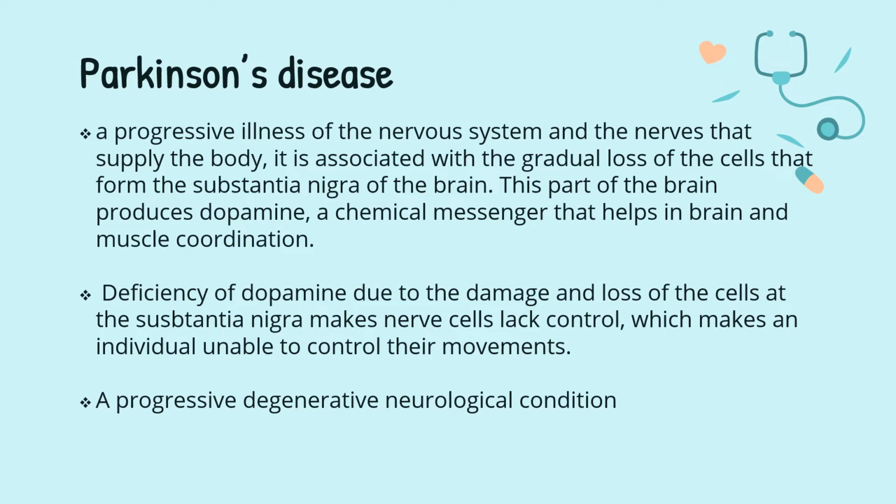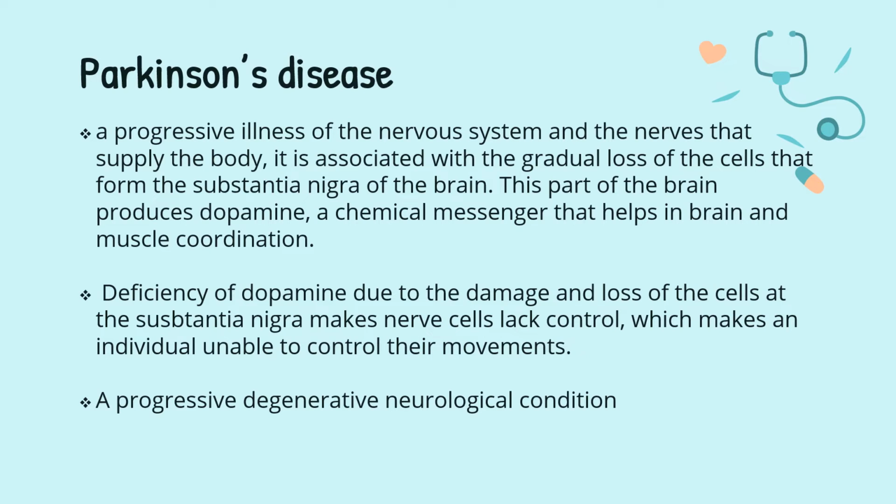It's a progressive neurodegenerative disease. It affects the nervous system. It's also associated with gradual loss of cells in a part of the brain called the substantia nigra. This part is responsible for dopamine production, and with Parkinson's, it affects that part, and you get decreased dopamine production.